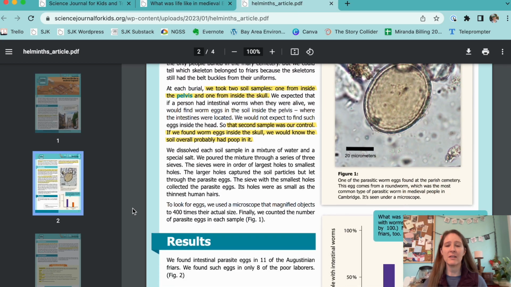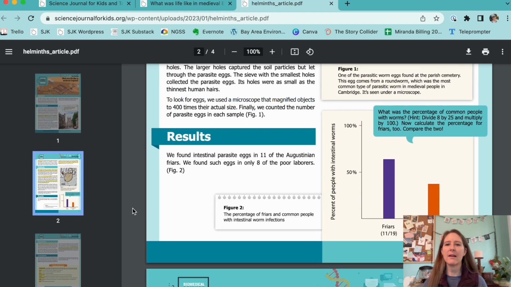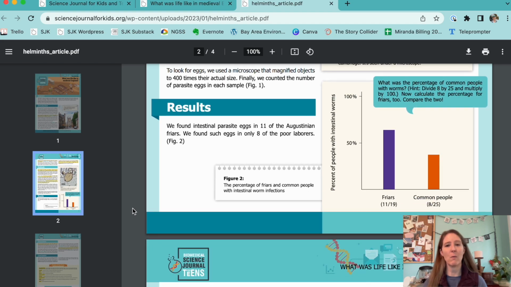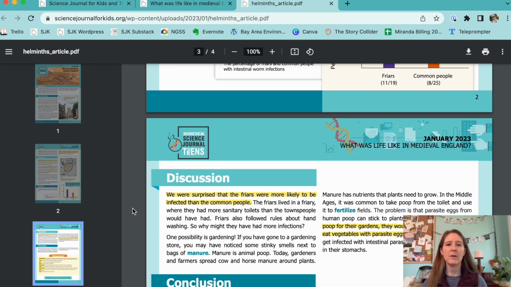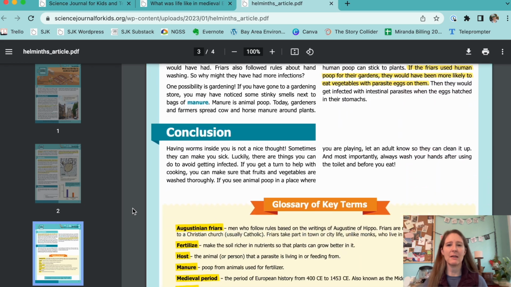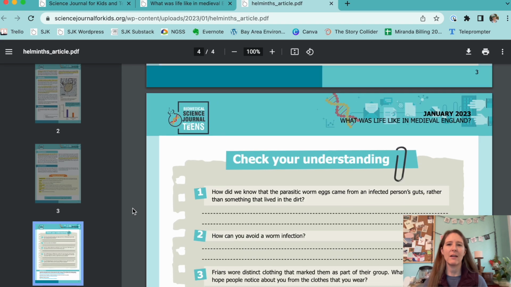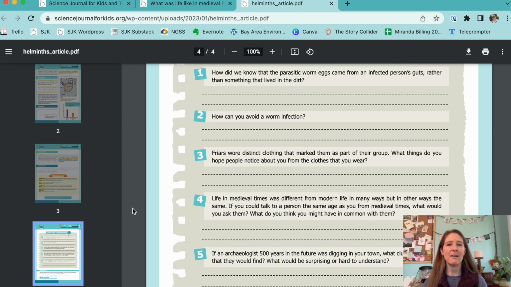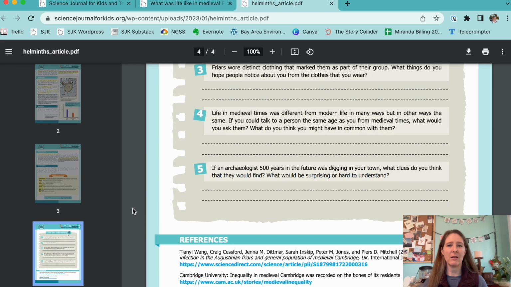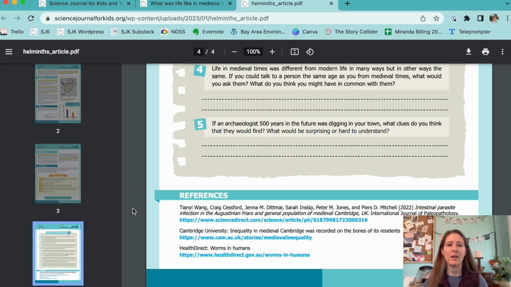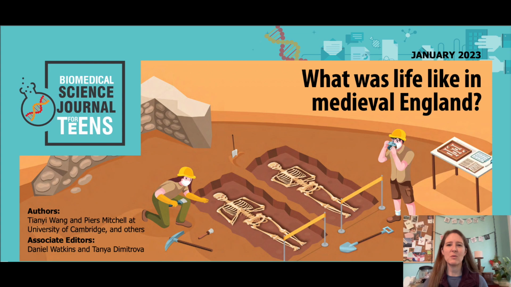Turns out that the Augustinian friars, who had better access to food, access to running water, and more sanitary toilets, actually had a higher percentage of people with intestinal worms than the common laborers. The researchers think this may make sense if the friars used human poop as manure for their gardens. Then they would have been more likely to eat vegetables with parasite eggs on them and get infected. Your students are sure to love this cringe-worthy story about parasites.